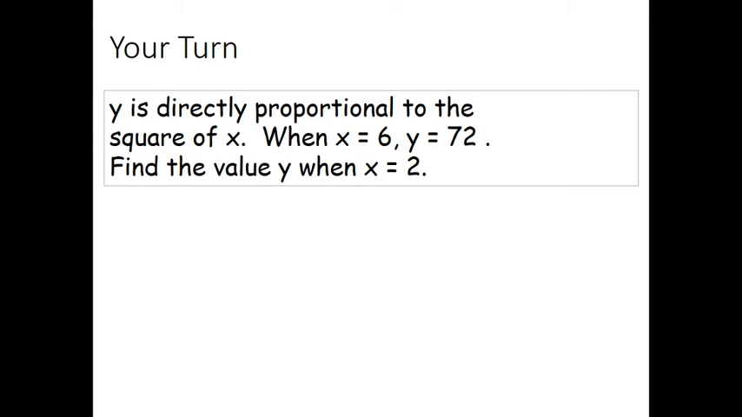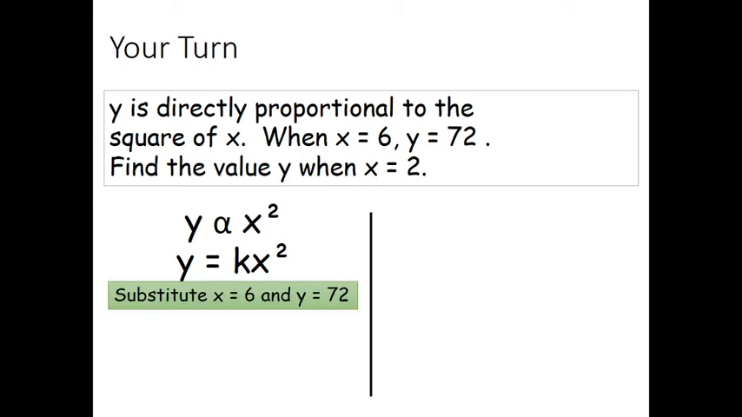So welcome back. Let's go through the answers and see how you got on. So you should have started off with Y equals K multiplied by X squared. Input the numbers you know. So 72 equals 36k because 6 squared is 36. Divide them, so k equals 2.